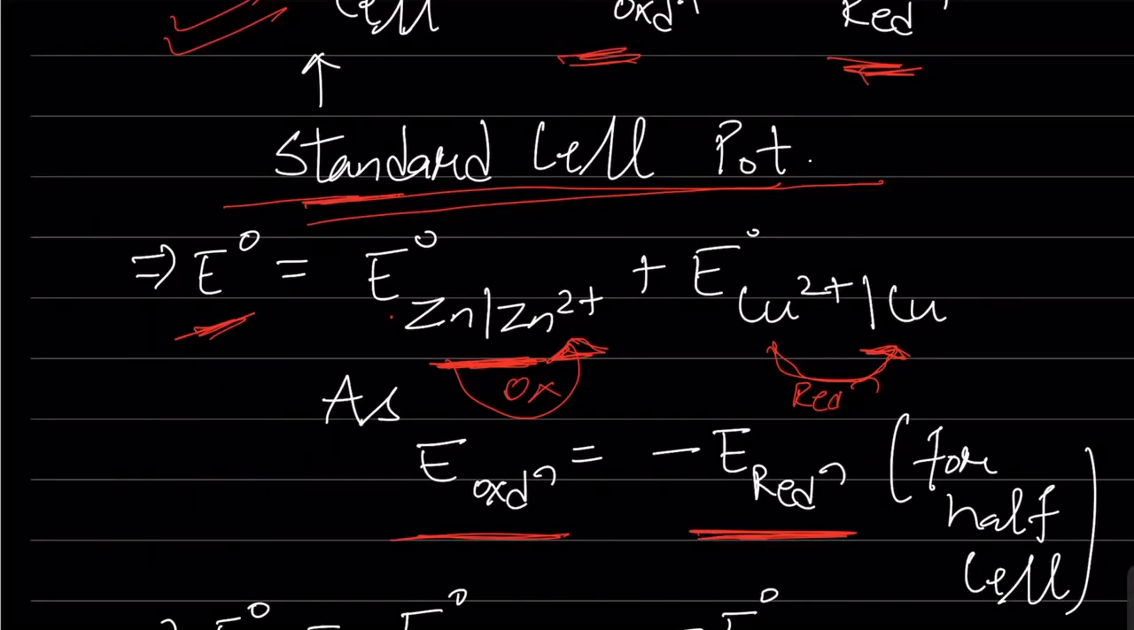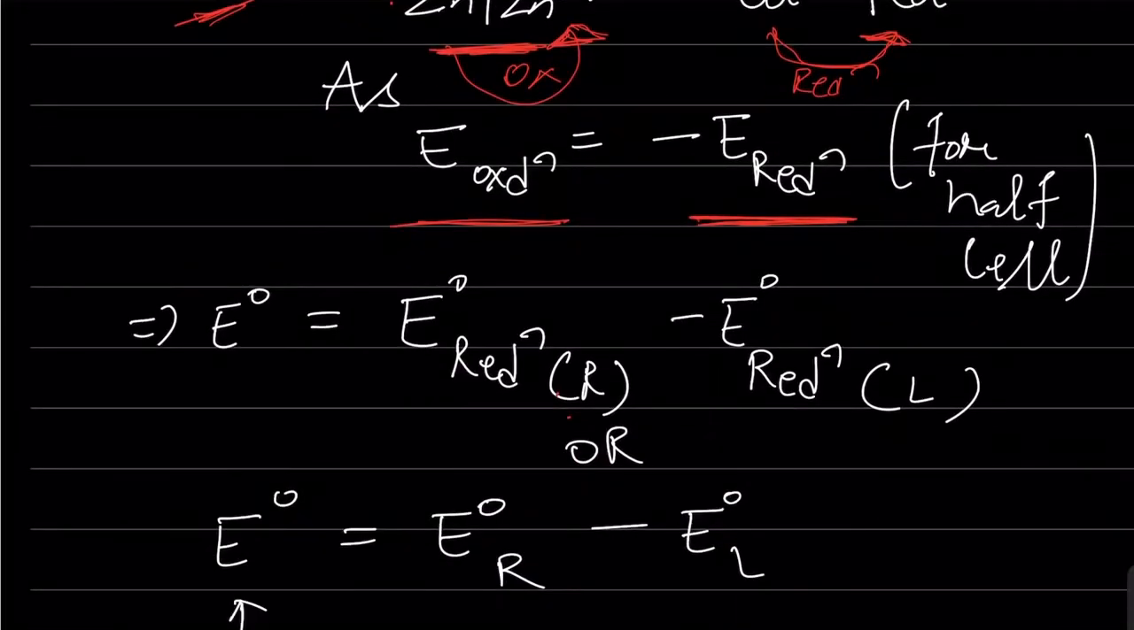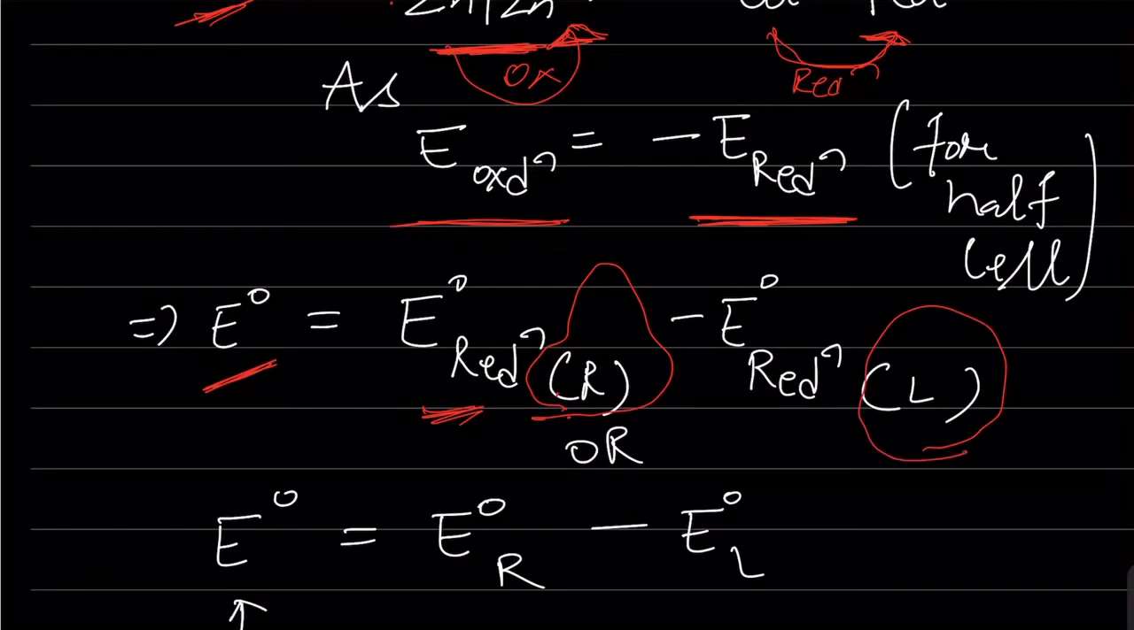Oxidation potential will be negative of the reduction potential. So how can we write it? Standard cell potential E naught equals E naught reduction. Reduction happens on the right, and oxidation happens on the left.